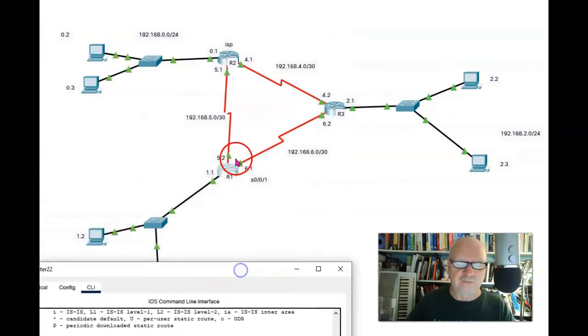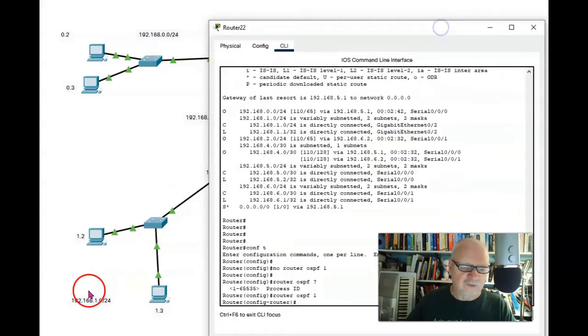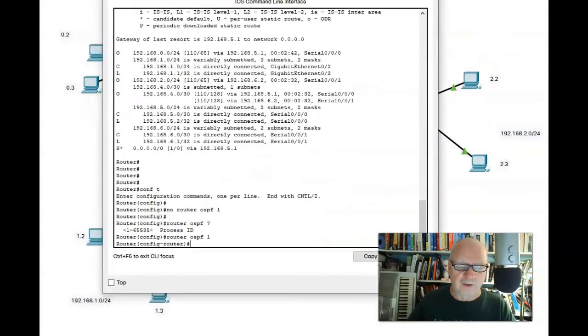The next thing I need to do is to advertise these three networks so that these routers know how to get to them. So let's advertise this 1.0 network. The way we do that is the network command. Network 192.168.1.0. Now I'm not going to put the /24 or 255.255.255.0. For routing protocols, we need the wildcard mask. So we're going to invert that and make it 0.0.0.255.